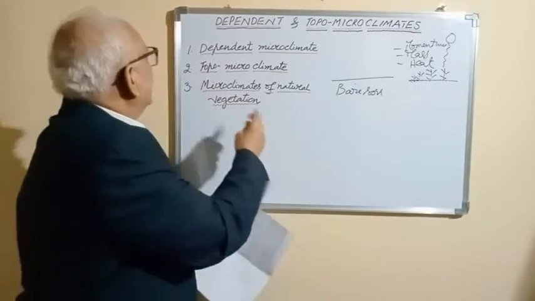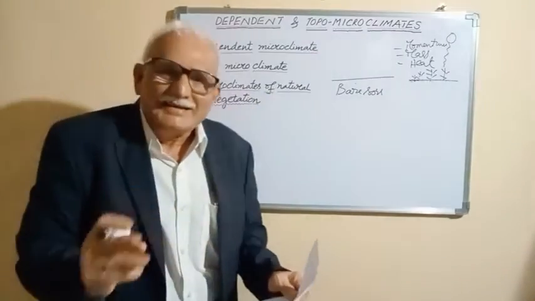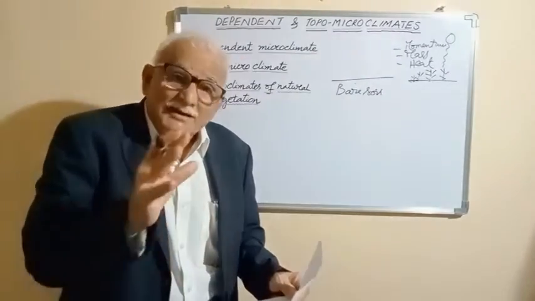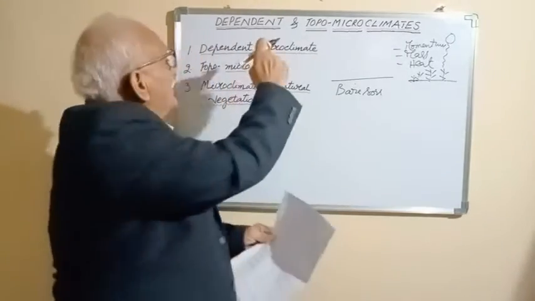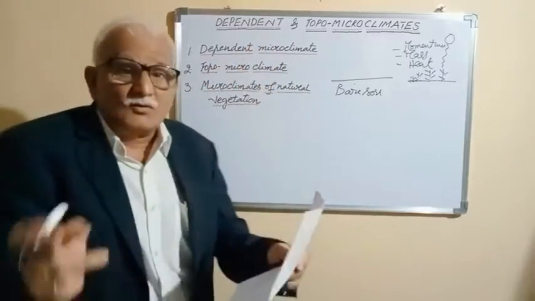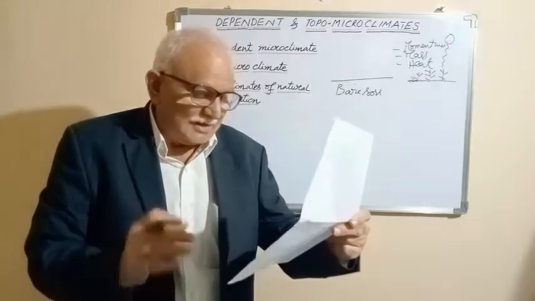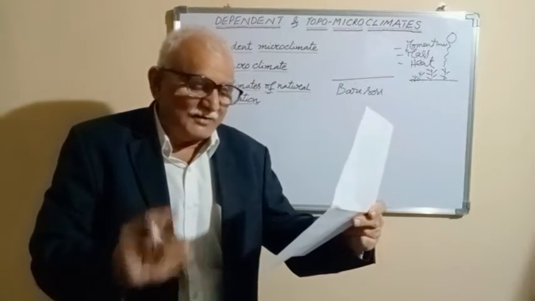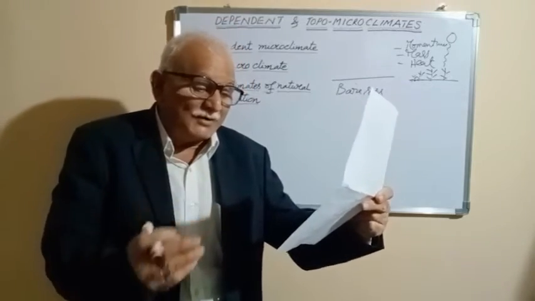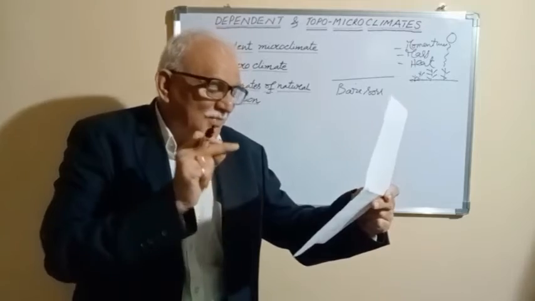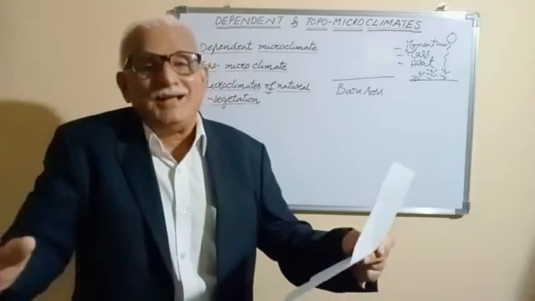And finally, in this class, we try to understand microclimates of natural vegetation. In certain areas, we find certain medicinal plants, specific to that area. So in situ, dependent and topo microclimates influence the flora of that particular area. For example, specific natural vegetation zones are the habitat for medicinal plants and the original genetic stock of many crops and their cultivars that we find currently in cultivation.